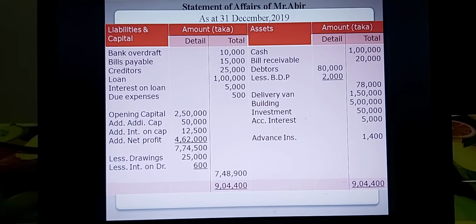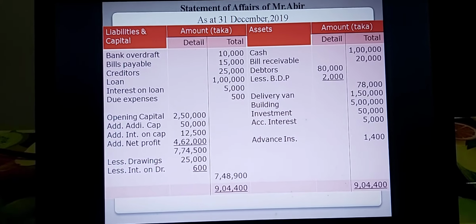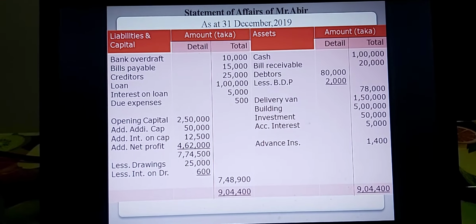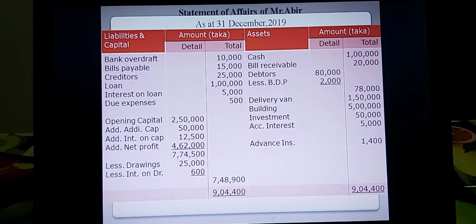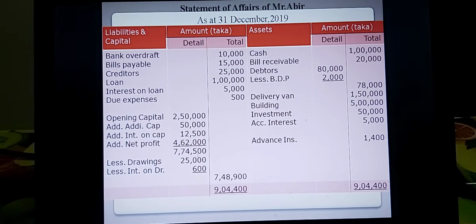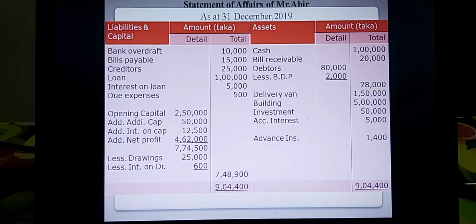Requirement C: Statement of affairs of Mr. Abir as at 31st December 2019. In the right side all assets amounts are available. In the left side the amounts of liabilities and capital are available. So now we can start solving requirement C.